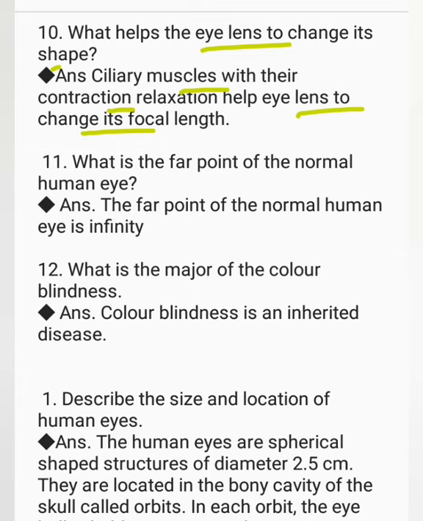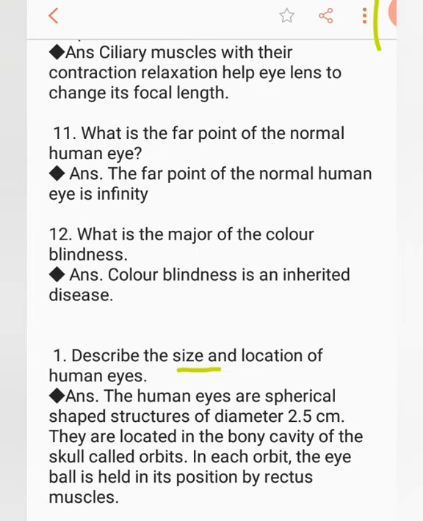What is the far point of the normal human eye? The far point of the normal human eye is infinity. What is the cause of color blindness? Color blindness is an inherited disease. Write the size and location of human eyes. Answer. The human eyes are spherical shaped structures of diameter 2.5 cm. They are located in the bony cavity of the skull called orbits. In each orbit, the eyeball is held in its position by rectus muscles.